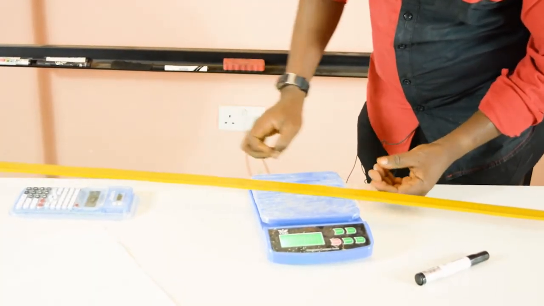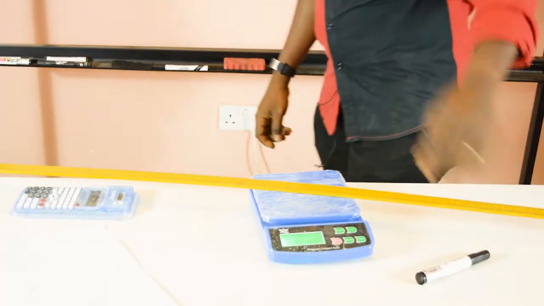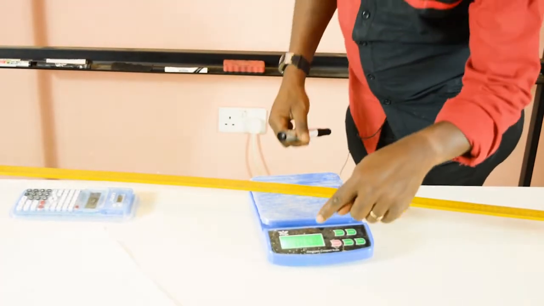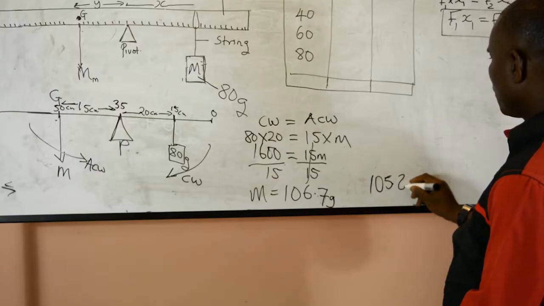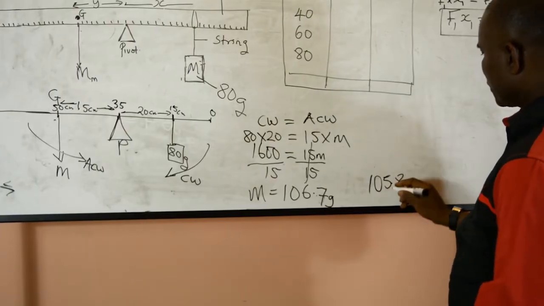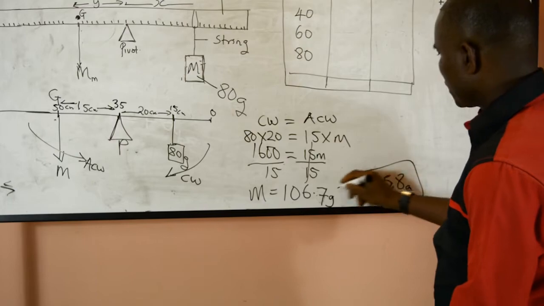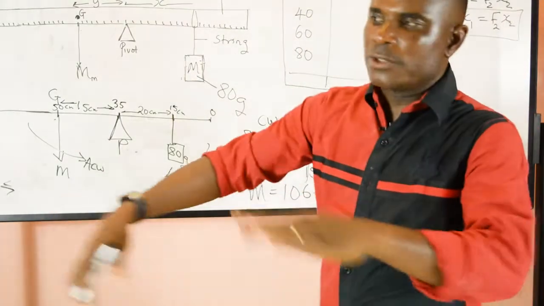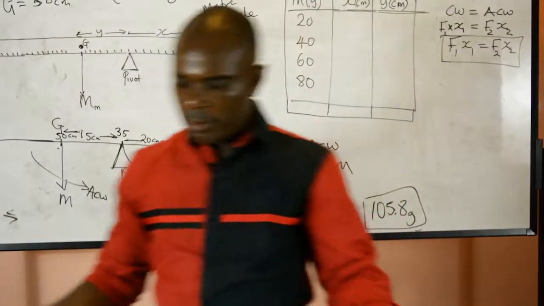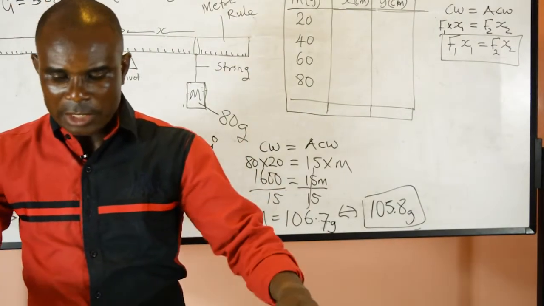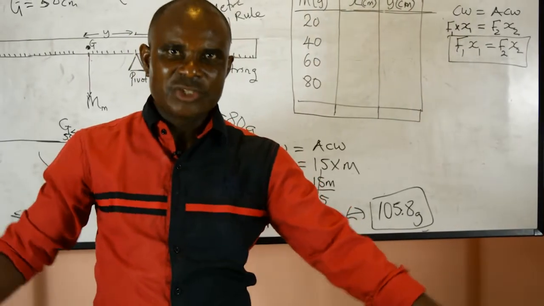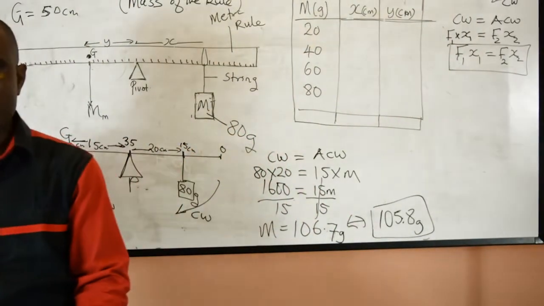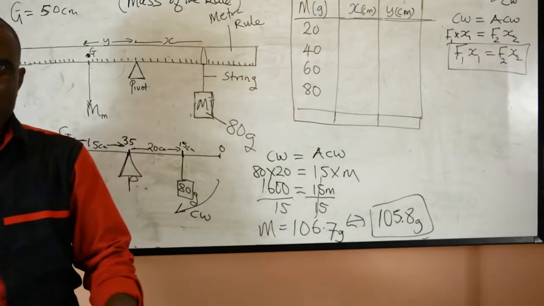If you put the rule here, you can see it is 105.8. So it's approximately almost the same, because there are some other factors that are responsible for this. Maybe I did not allow the balance to actually settle horizontally before reading. I just took a rough estimate, but if I did it perfectly, I would get that.